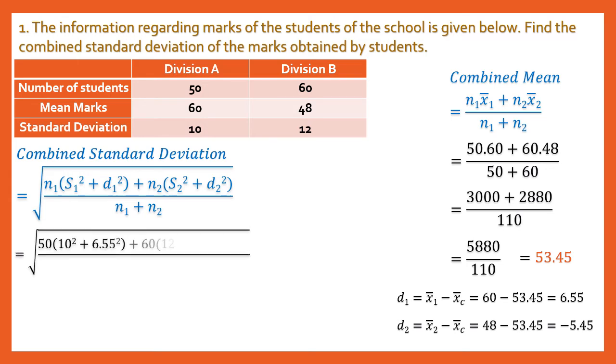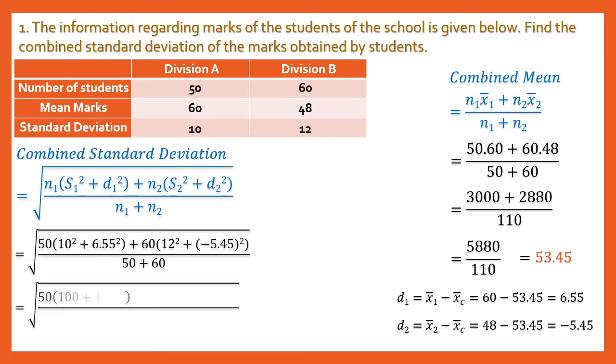N1 will be 50, S1 is 10 and square, plus D1 is 6.55 square, plus N2 is 60, S2 is 12. As you can see from division A and division B, standard deviation of division A is 10, so 10 square. Standard deviation of division B is 12, so 12 square, plus negative 5.45 square, divided by 50 plus 60. We will square the values first.